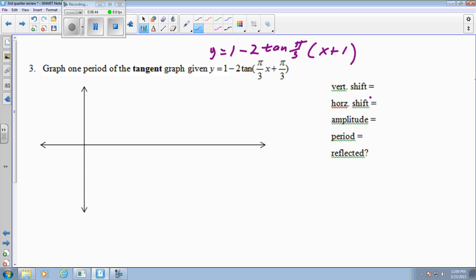Our vertical shift, or our up shift in this case, we're moving up 1. Our horizontal shift is left 1. Our amplitude is 2. Our period is, normally because it's a tangent, we would say pi, but it's pi divided by this number here, pi over 3, which if I simplify that down would give me 3. Take some time and do that. And if it's reflected, it'll be negative here, so it's going to be a negative graph.